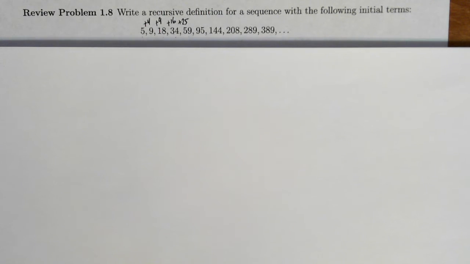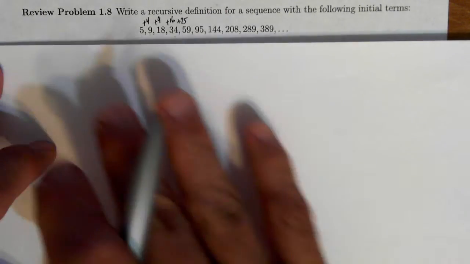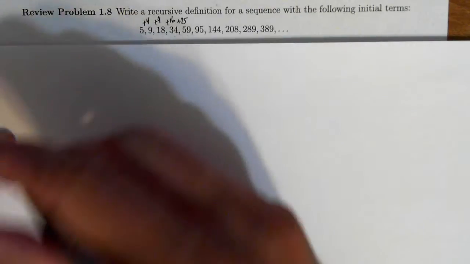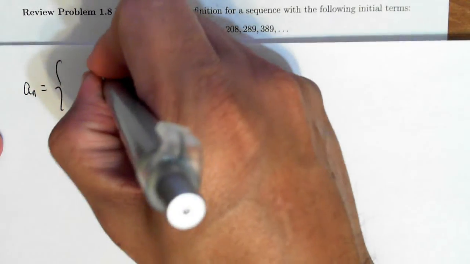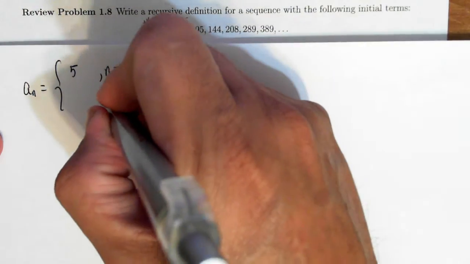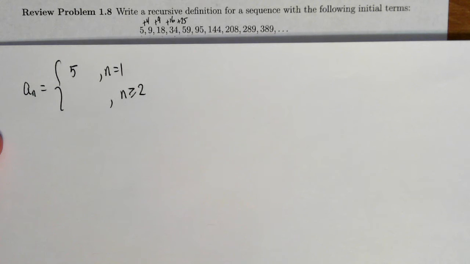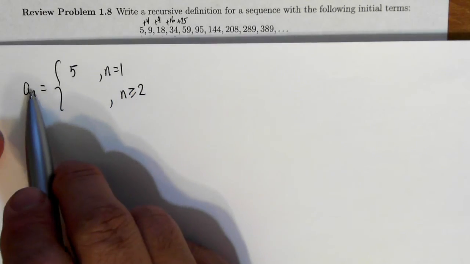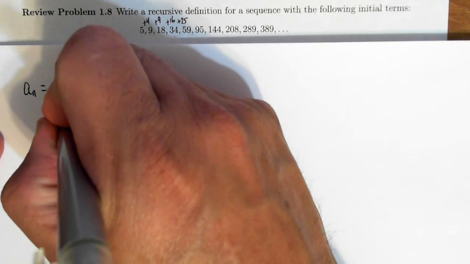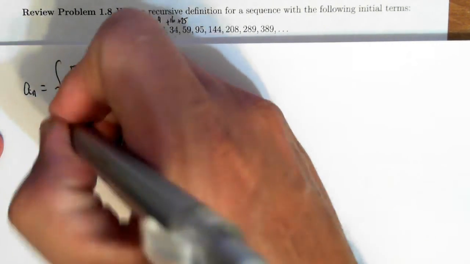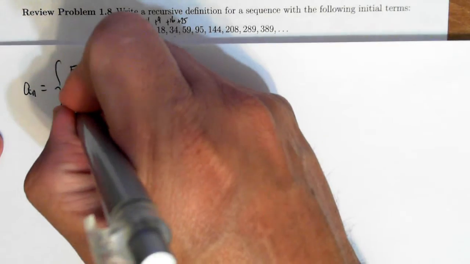And so that is a tip-off that that might be the way to do a recursive definition. So let's recursively define our sequence. So if n equals 1, then we'll start on 5. Then I have to come up with something if n is greater than or equal to 2 for the second term, the third term, the fourth term, and so on. Well, the next term is going to be equal to the previous term plus something.